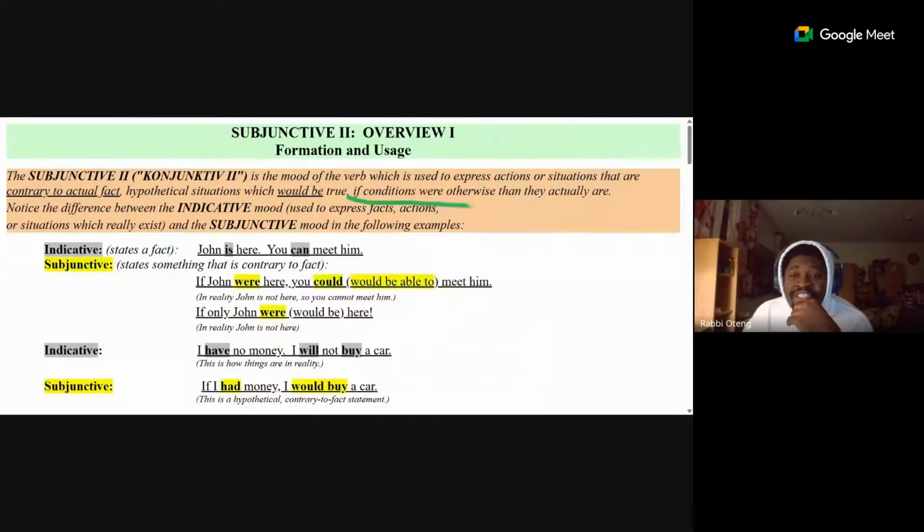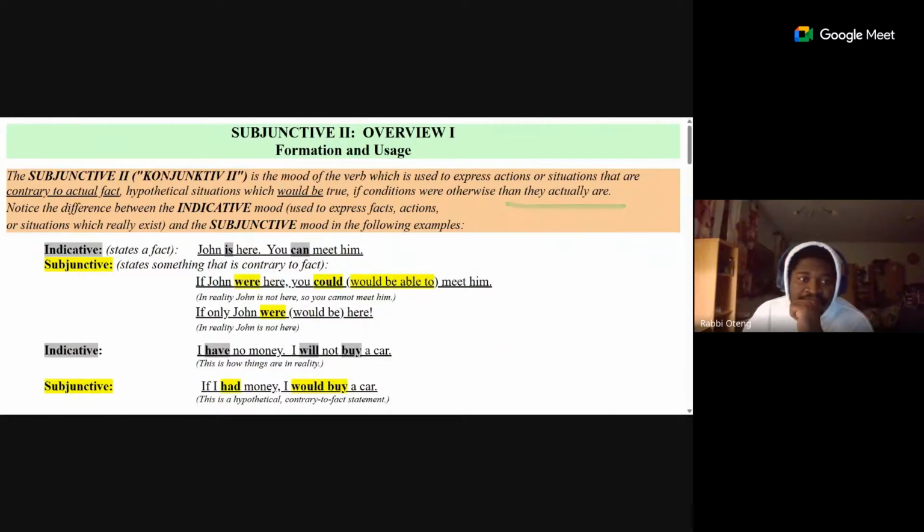For conditional sentences, saying that if something would happen, something else will happen, it will have positive and negative feedback. If something happens, something will happen. If nothing happens, nothing will happen. Yeah, positive and negative feedback. Then the conditions can be otherwise than they actually are.